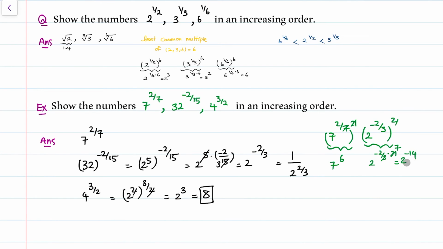Okay, so as you see, this is a fraction. This is 1 over 2 to the 14. So this one is smaller because this one is a fraction. This one is a number bigger than 1. Therefore, this number in here would be the smallest one. 32 to the power of negative 2 over 15 is the smallest one. Then I have this number, 4 to the power of 3 over 2, which is 8. And then I have 7 to the power of 2 over 7, the biggest one.